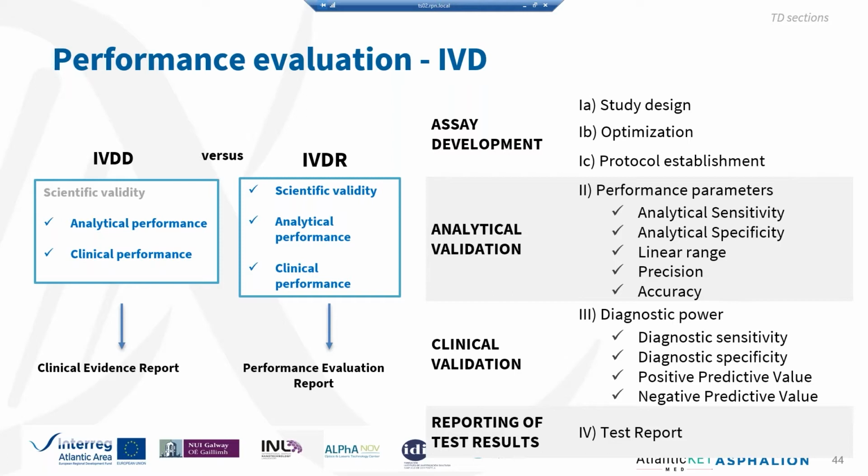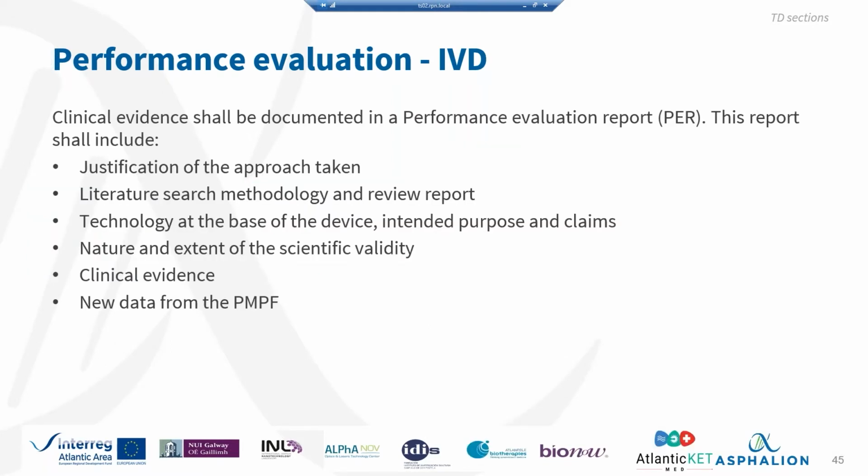Okay, and then we would move on to this third pillar, which was the clinical validation. Okay, the clinical validation will be based mostly on this positive predictive value and negative predictive value. We will test the patients, the samples of the patients, to determine if there is a correlation between this biomarker and the illness. Okay. So clinical evidence shall be documented in a performance evaluation report.